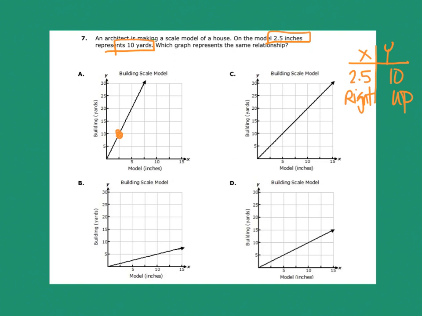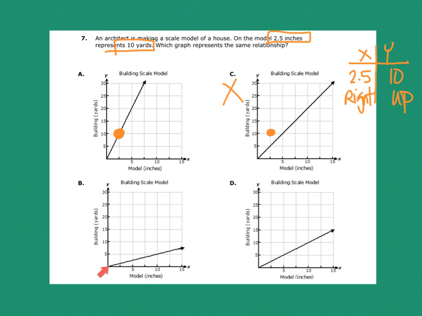So this one is good so far. I'm going to keep it. I'm going to try the next one. I'm going to go to 2.5 and then up to 10, and I'm going to place a dot right here. If it's not on the graph, then that means this one is definitely not correct.